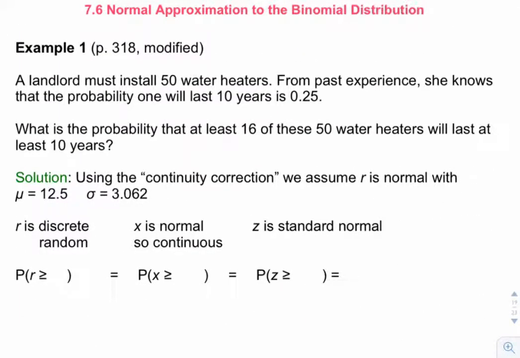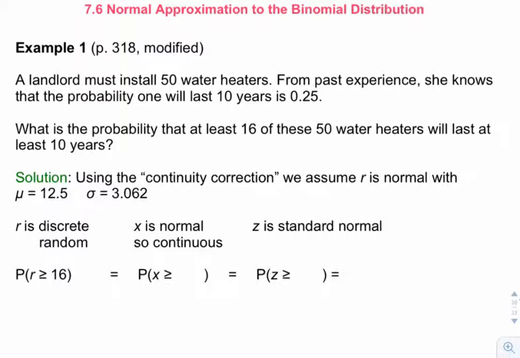So how do we figure out what this probability is? We're going to use the continuity correction on our discrete variable r, and we're going to use the mean and the standard deviation of the original binomial distribution, which are given here. So what is the question? R is a discrete random variable. So what are we looking for? We're looking for R is greater than or equal to 16.